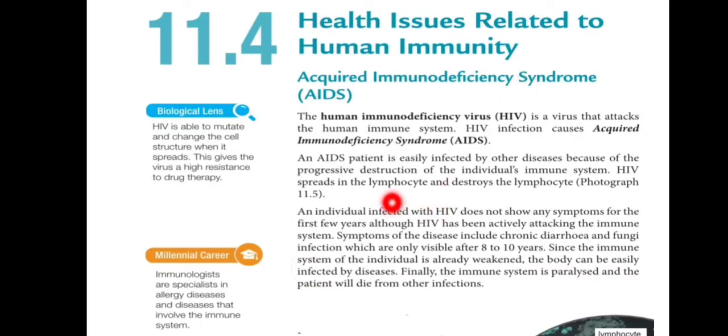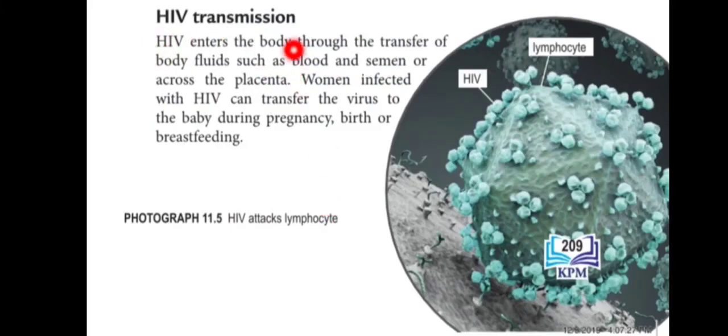So ingat HIV di sini dia punya keyword di sini adalah HIV, dia attack kita punya immune system. So bila immune system kita sudah weak, kita sudah drop, apa sahaja kita boleh senang infected by other diseases. HIV transmission through body fluids such as blood, semen or across the placenta. So kalau across the placenta, women infected with HIV can transfer the virus to the baby during pregnancy, birth or breastfeeding. Okay, so this is lymphocyte, our lymphocyte, this is the HIV.